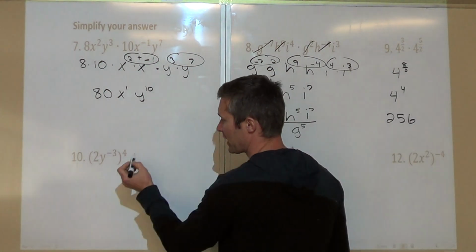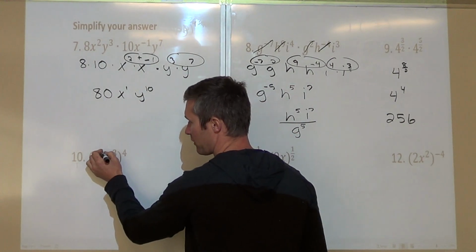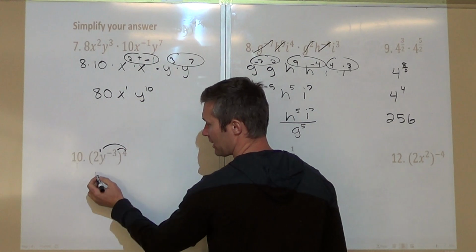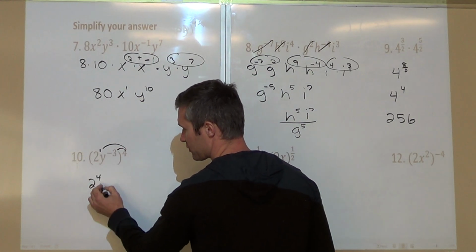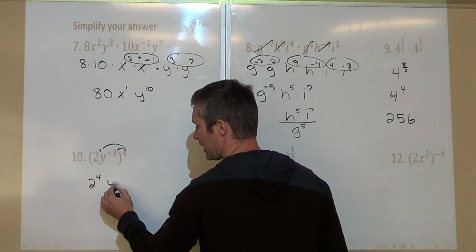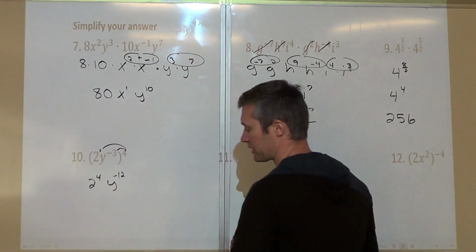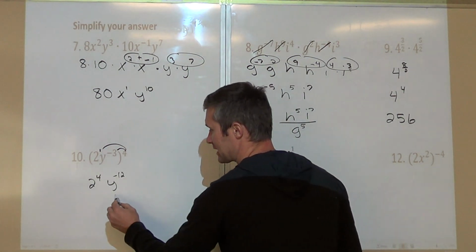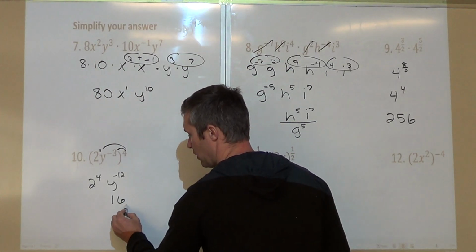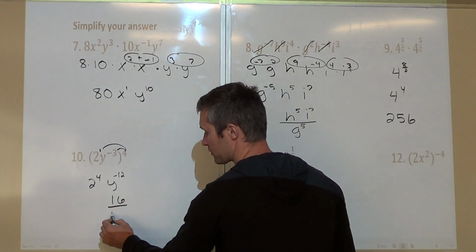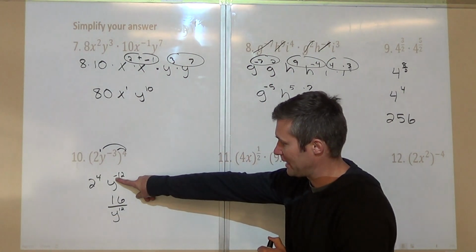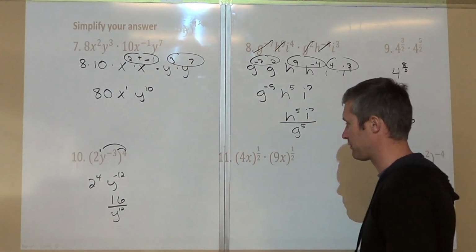Come over here, now we got to apply, so this has an exponent of 4. So you got to go 4 times negative 3 and 4 times 1. So that would be 2 to the 4th power, y to the negative 12th power. So 2 to the 4th power is 16. Over, that's a negative exponent, so it's going to flip down. The only thing that changes is the exponent. It goes from a negative to a positive when we flip it.